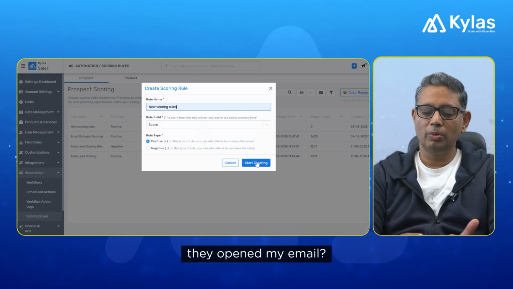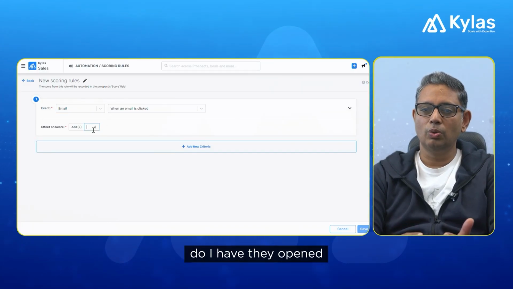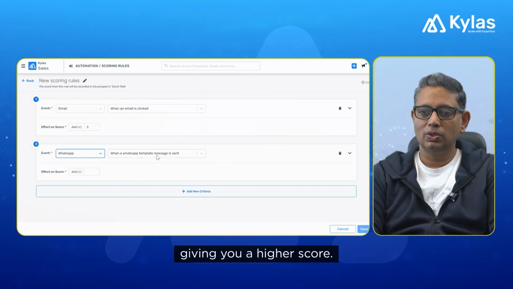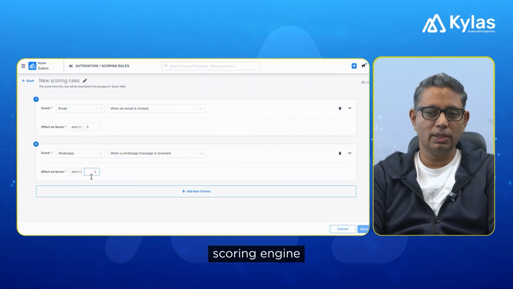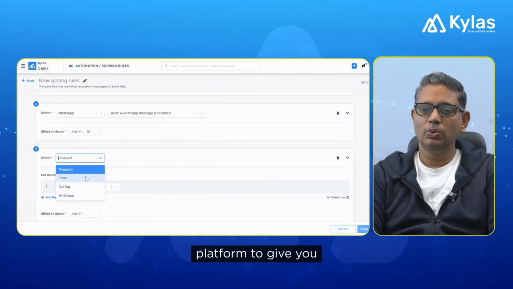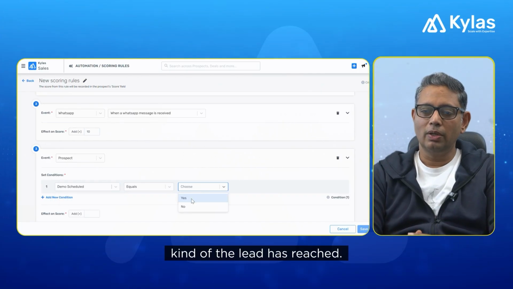So have they opened my email? Have they read my email? Do I have a link click? Have they opened my WhatsApp? Everything is giving you a higher score. We have a full-fledged scoring engine built on the platform to give you an idea of where the lead has reached.